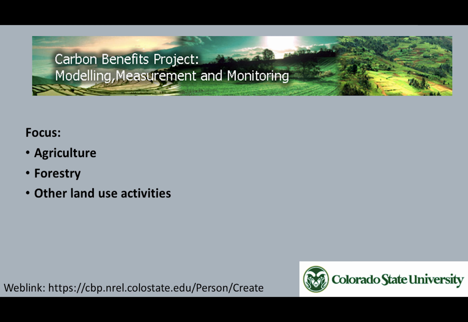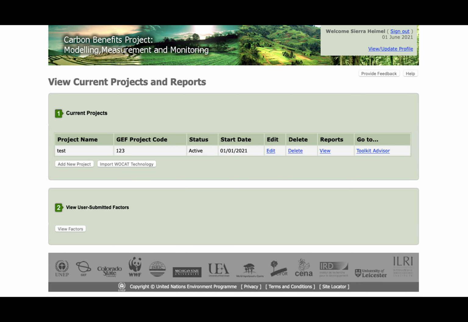Moving on to the Carbon Benefits Project tool. This tool is used to estimate the impact of agriculture, forestry, and other land use activities on carbon stock changes and greenhouse gas emissions. The Carbon Benefits Project Consortium has developed scientifically rigorous, cost-effective tools to establish the net carbon benefits of sustainable land management interventions in terms of protected or enhanced carbon stocks and reduced greenhouse gas emissions. Next, please.